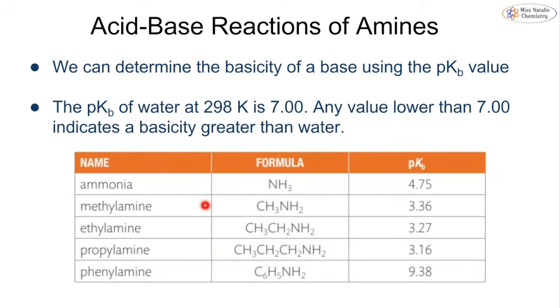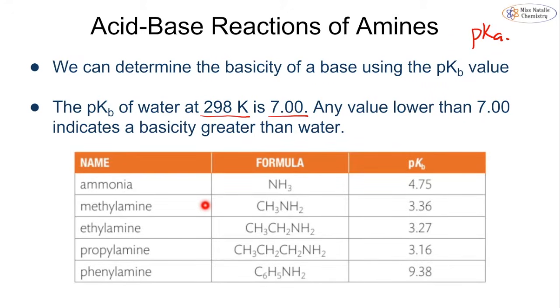So we can look at the basicity, or how basic something is, by using the pKb value. Now, you have looked previously at pKa, and that told you how acidic something is. This works very much in the same way. The only difference is, instead of looking at acidity, we're looking at basicity. So the pKb of water at 298 Kelvin is going to be 7. That's exactly the same as the pKa of water at 298 Kelvin.